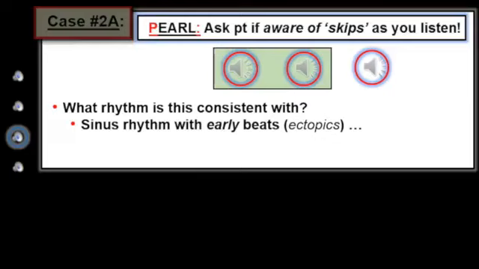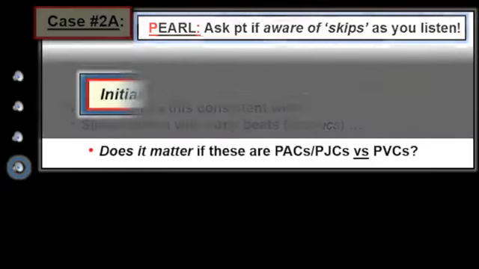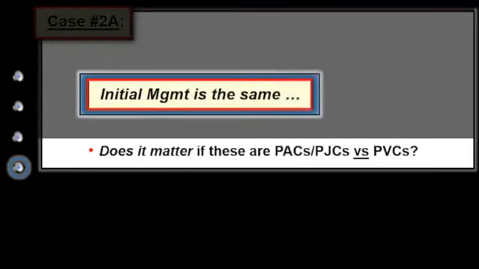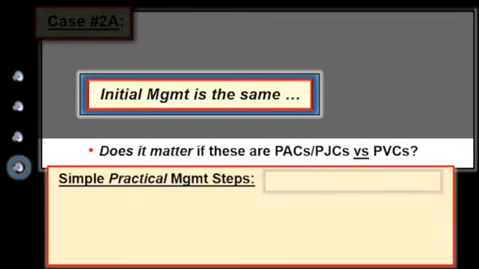Does it matter if these early beats are premature atrial contractions, premature junctional contractions, or premature ventricular contractions? The clinical point to emphasize is that for practical purposes, initial management of the patient with premature beats will be the same regardless of whether we are hearing PACs, PJCs, or PVCs, provided there are no long runs of sustained arrhythmia. Of note, we can distinguish between these three types of early beats on ECG.